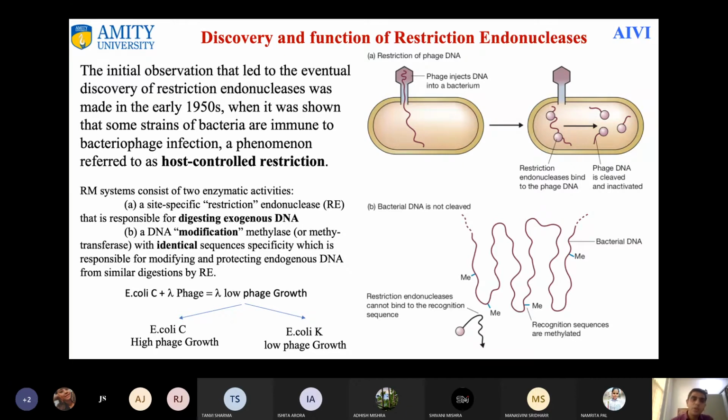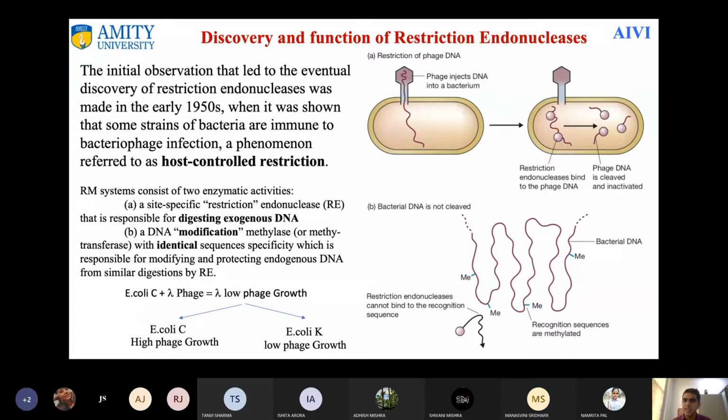R and M are properties of the enzymes that you are talking about, the restriction endonuclease, when you are referring to the immune system of your bacteria. So in the bacterial immune system, there are two types of enzymatic activities. One is called R, which stands for restriction, and the second is M, which stands for modification.